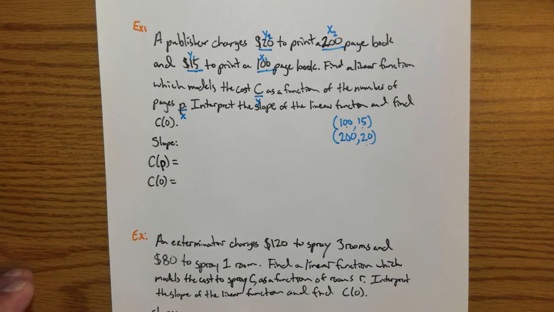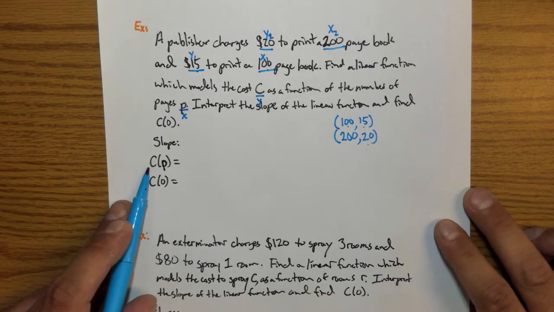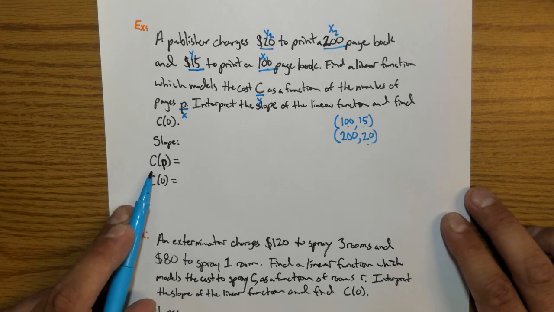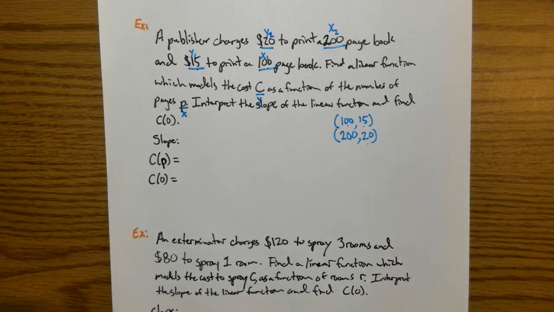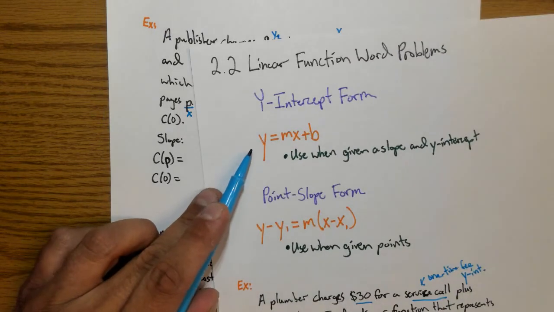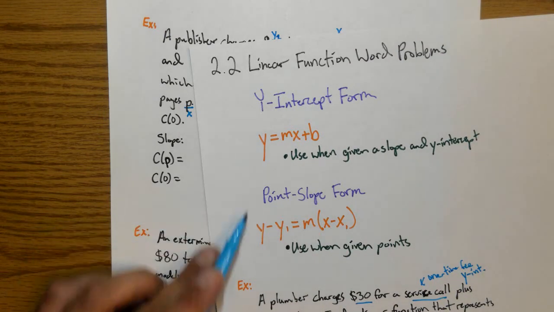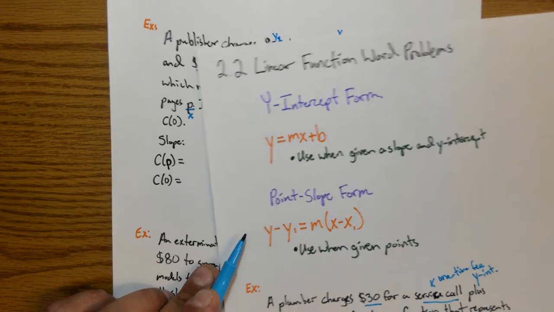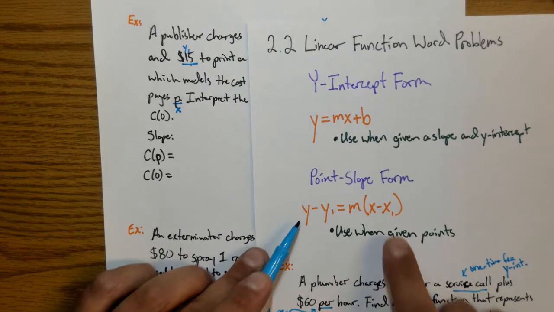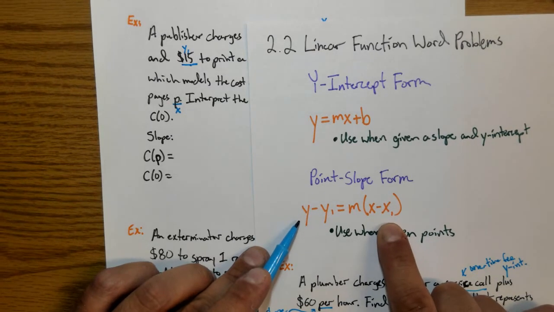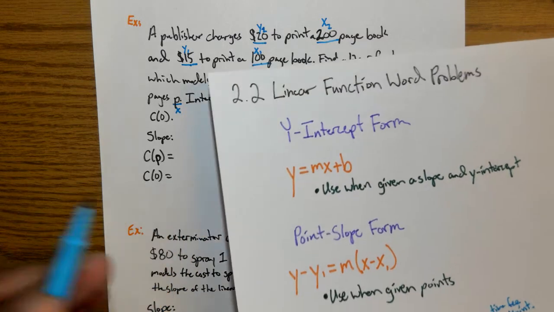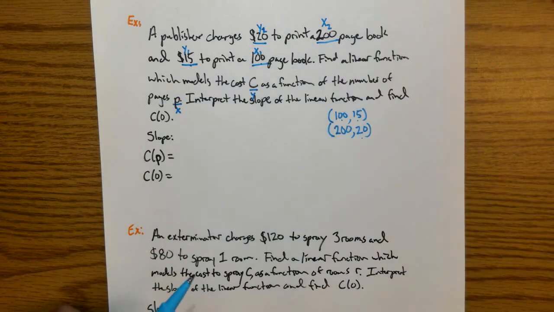Now, we want to find C of p, which means we want to solve for y. And that implies to me that we want it in y-intercept form, if it's solved for y. Notice this isn't solved for y. Y is not by itself. But we're given points. So we're going to put it into point-slope form, and then we're going to simplify and solve for y to put it into y-intercept form.